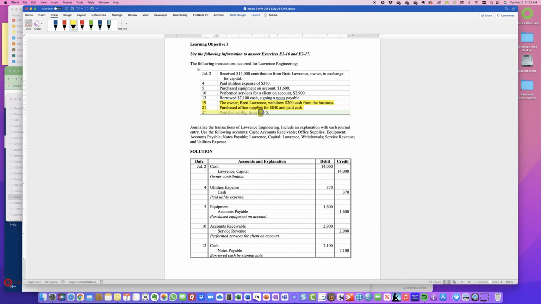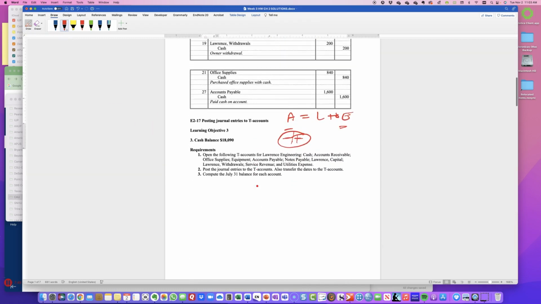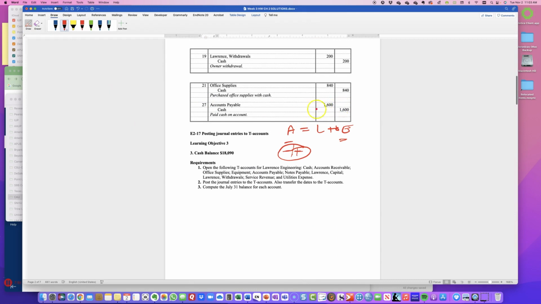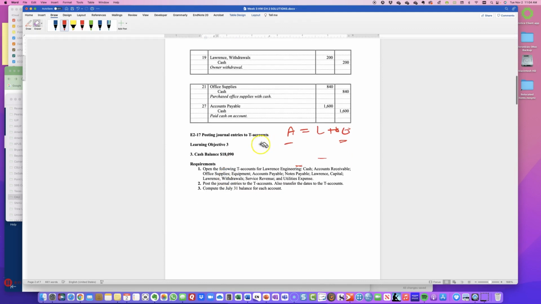We paid the liability from July 5th. Here's our July 5th liability, which is our accounts payable for $1,600. When we scroll down, we see that we're going to debit accounts payable to cash it out, and we're going to credit cash. So we're going to have a minus to cash, and we're also reducing our liability by the $1,600. Those are all of the entries that we have here. Let's erase all of this. The effect on your accounting equation is what you need to keep in mind.